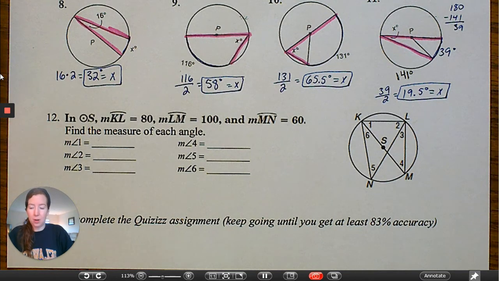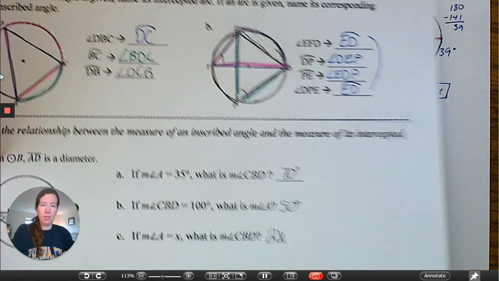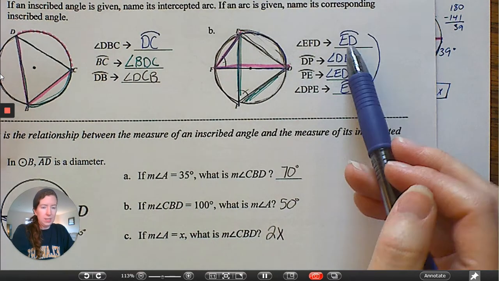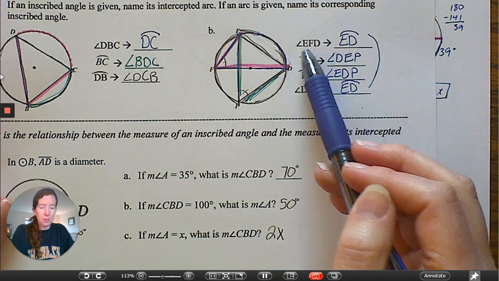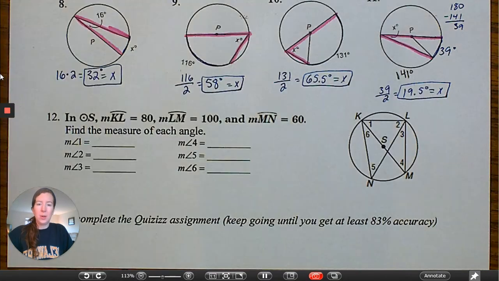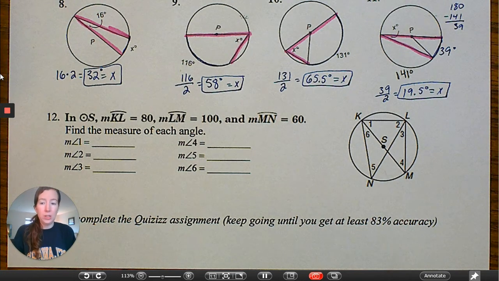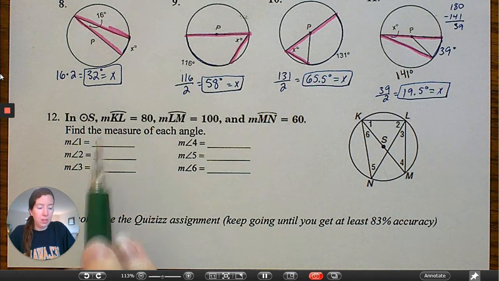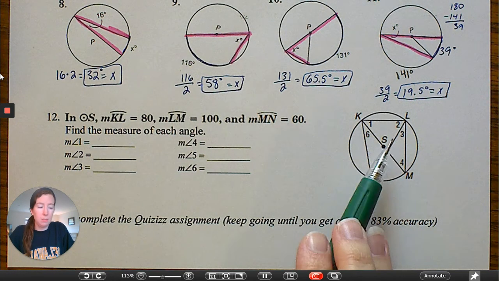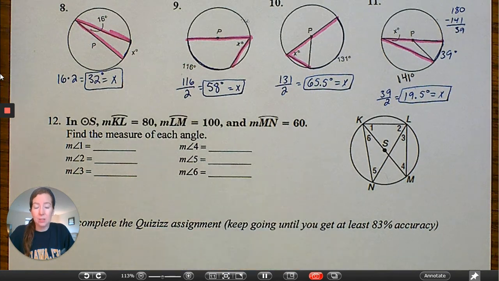Because before, when we were using the letters, it was easy to see what the intercepted arc was because we knew it was the first and last letter. So in this case, if all we have is the number, we actually need to draw out and trace on our paper so we can see which arc goes with which inscribed angle. Now they give us some information over here in the problem, and it's not printed in the picture. So we need to add it to the picture before we get started.